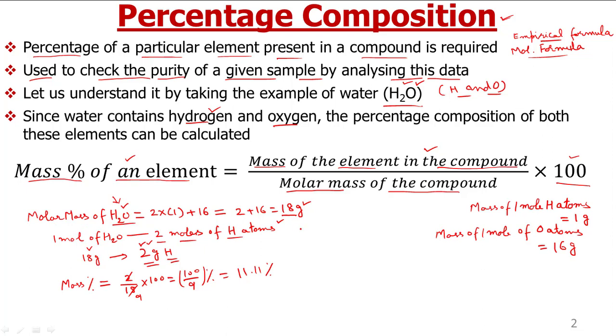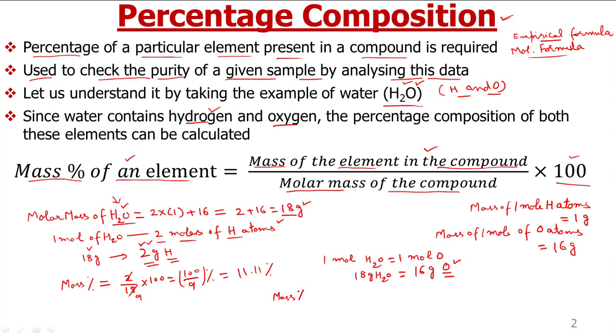We have 1 mole of water, right here. 1 mole of water is equal to 1 mole of oxygen, because per molecule of water we have only one atom of oxygen. So we can say 18 gram water contains 16 gram oxygen. Now let us see how to calculate its mass percent.